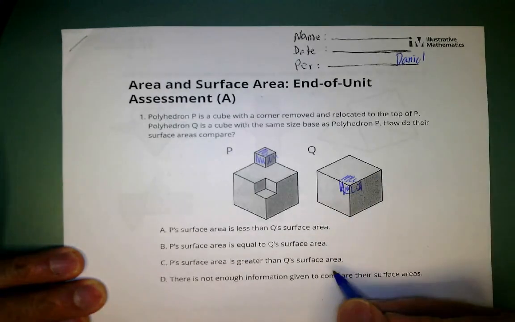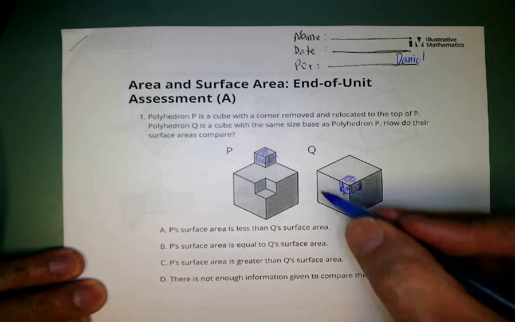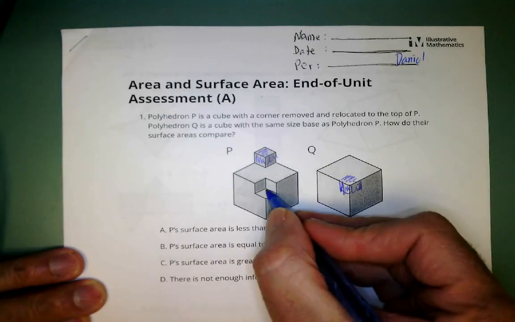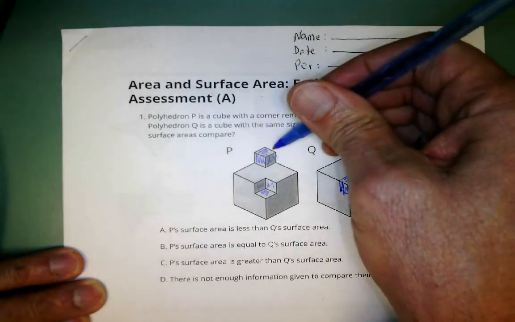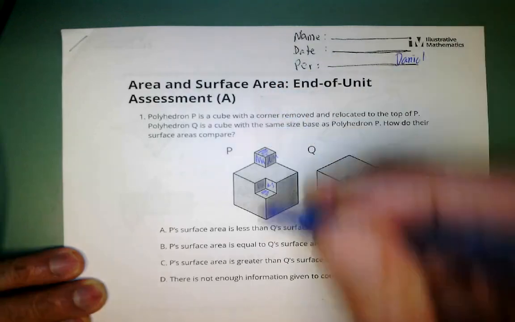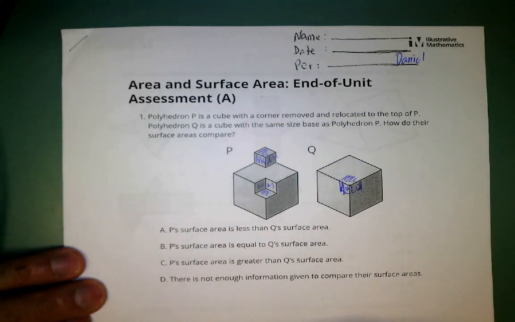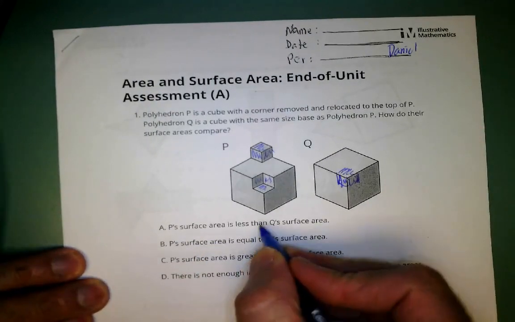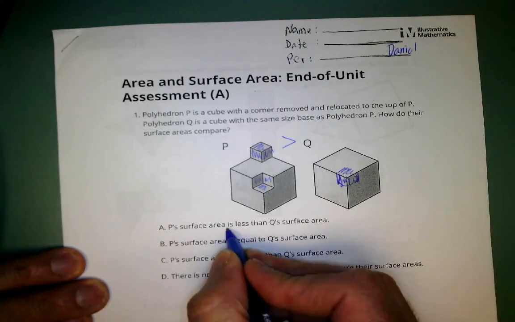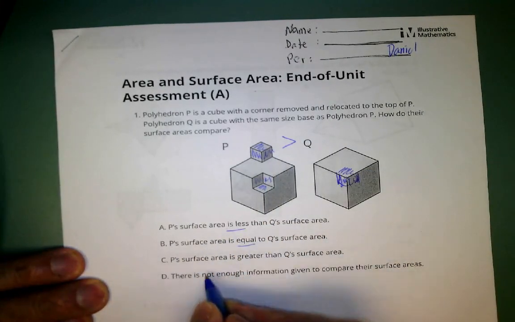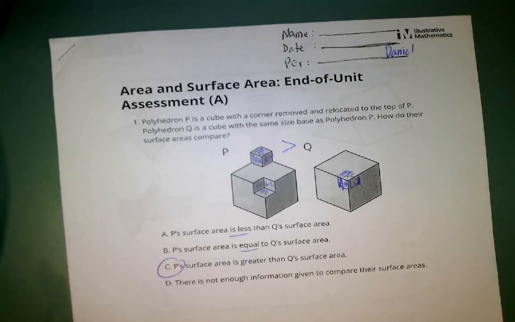So those parts are the same, right? However, on P, you also get this, and this exposed, and the back two sides of these exposed. So you would end up with 5 extra square units on P that you don't have on Q. Okay, so what's the answer? P's surface area is greater than, right? So it's not less than, it's not equal to, it is greater than. Boom, you're done.